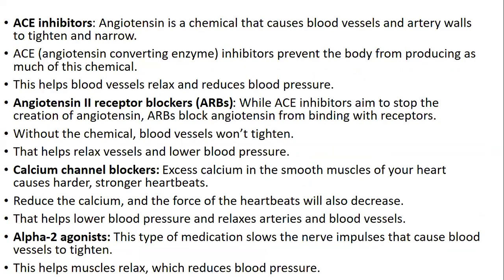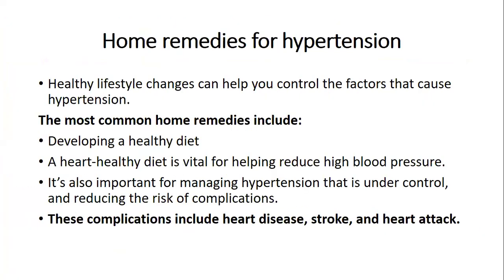There are also ACE inhibitors, which prevent the body from producing as much of the ACE chemicals and help blood vessels relax and reduce blood pressure. Angiotensin 2 receptor blockers, calcium channel blockers, as well as alpha 2 antagonists, help to relax the muscles, which reduces blood pressure. So all these are types of drugs that can be given to reduce hypertension, and it's just important that we have an idea about them.